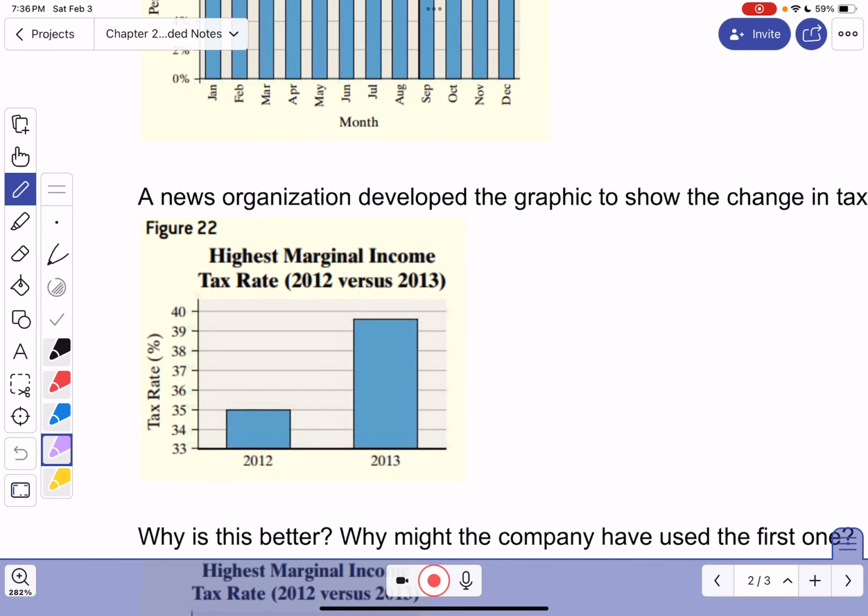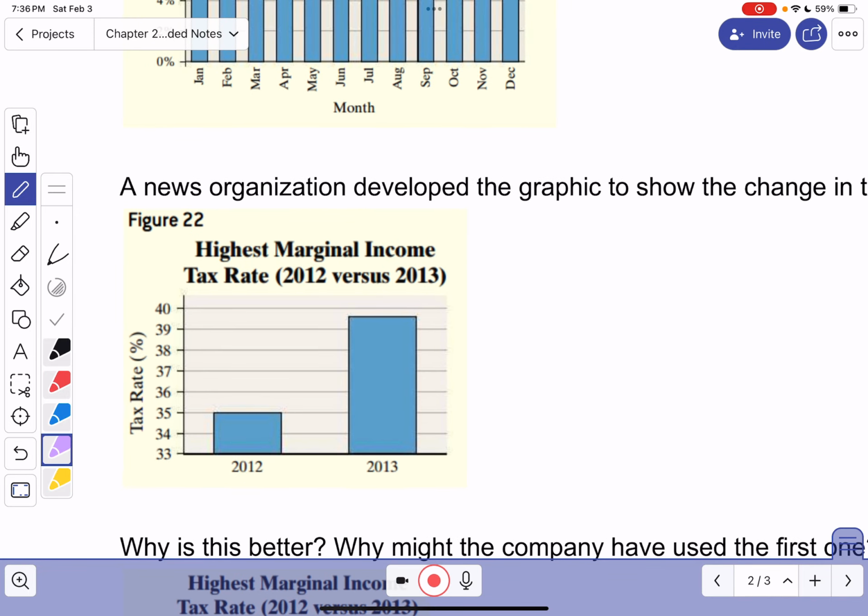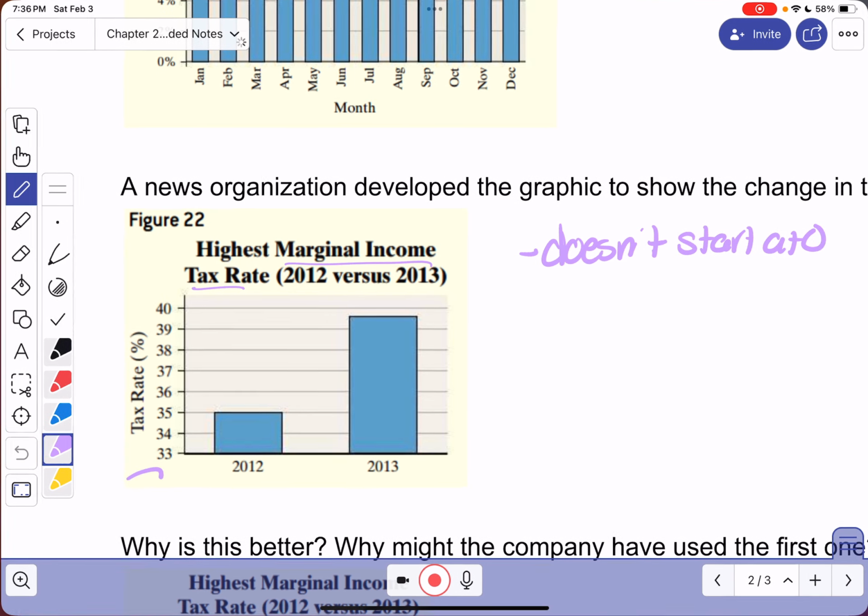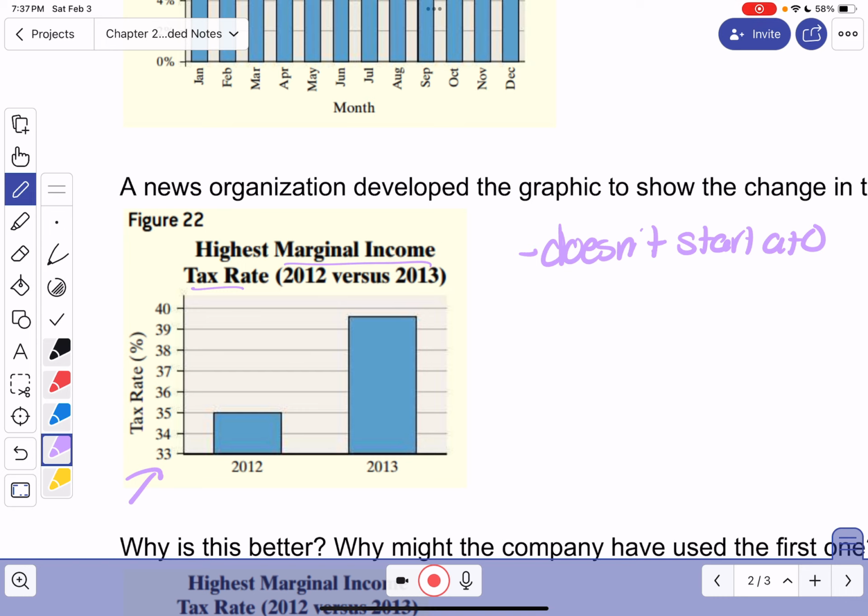So now let's look at this one. News organization talks about marginal income tax rate, 2012 versus 2013. So if we look at this, the tax rate increased. It looks like it increased a lot. So what's wrong with this graph? Well, the biggest thing is it doesn't start at 0. So over here on the y-axis, it doesn't start at 0 and it doesn't use like the little lightning symbol to say, hey, pay attention. And that's actually going to distort the data.